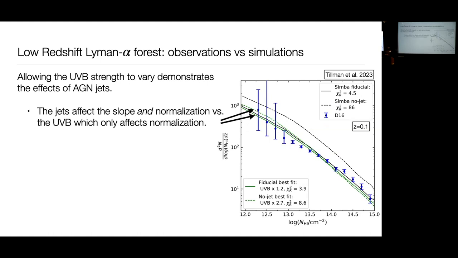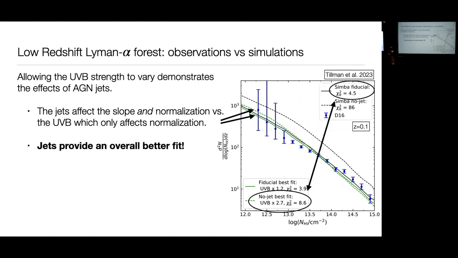Well, it turns out that the jet feedback actually affects both the slope and the normalization of the column density distribution, whereas the UVB only affects the normalization. So this is important because when we do fits, when we allow the UVB to vary, we find that the fiducial simulation results actually fit better than the no jet simulation results when we allow the UVB to vary with reckless abandon, not limiting it to what UVB models are available.